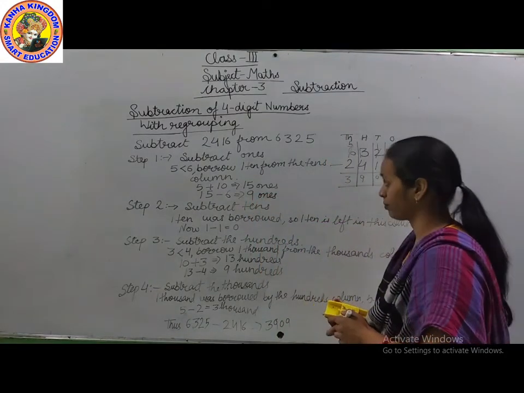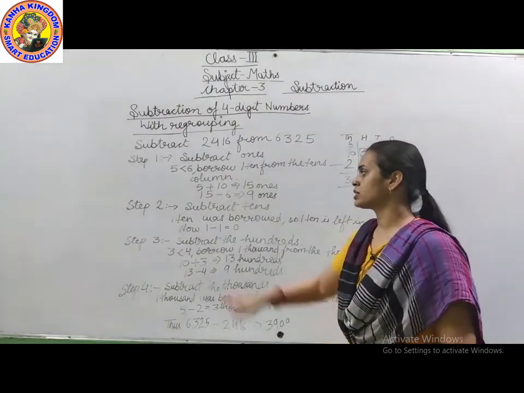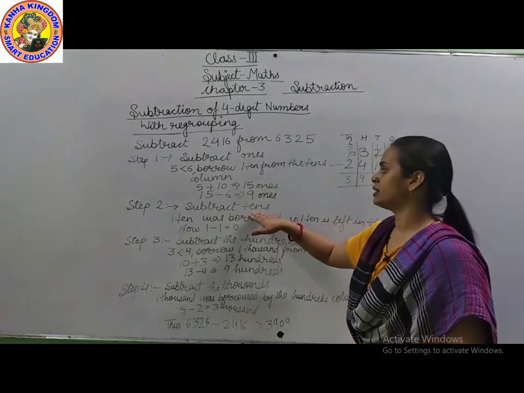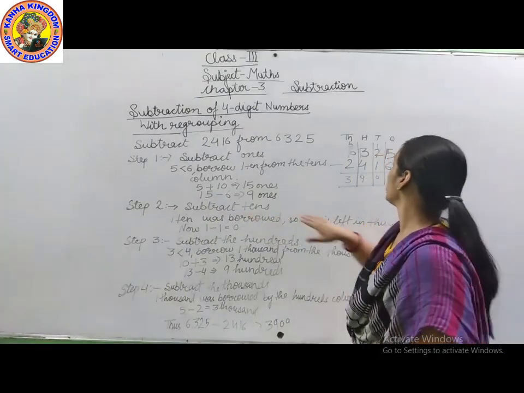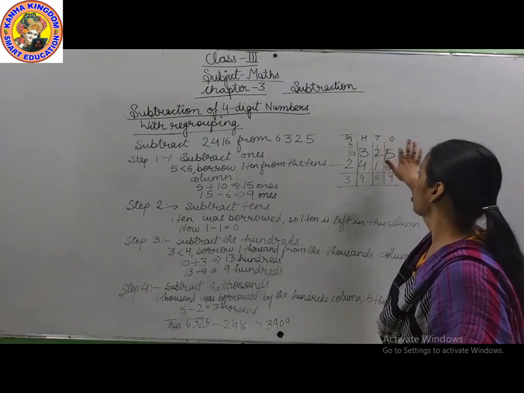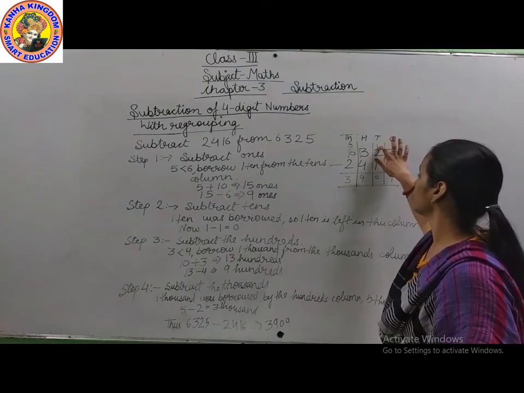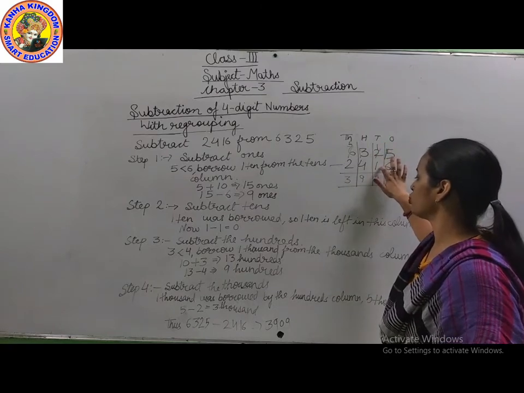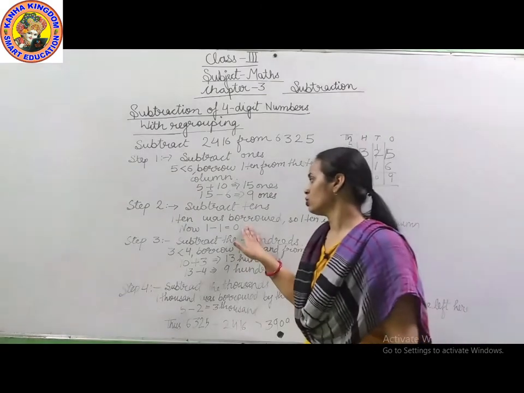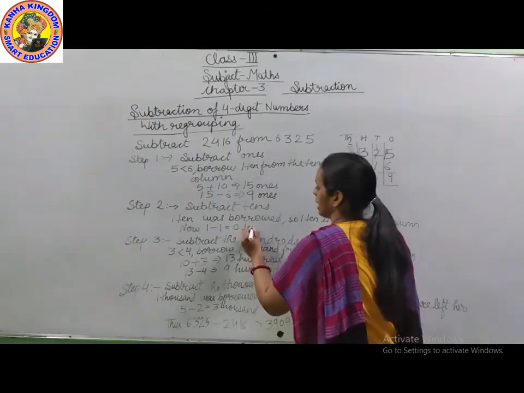Next step, subtract tens. In the previous step, 1 ten was borrowed, so here only 1 ten is left. So 1 minus 1 equals 0. So our answer is 0 tens.